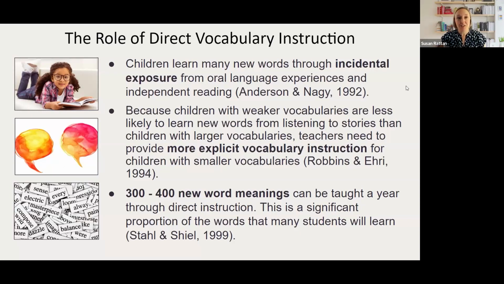But also, it's not just beneficial for those students. Research has found that all students learn more words and words to a greater degree when they are taught directly rather than when they're learning them on their own. And so it really benefits all students. And one study found that 300 to 400 new word meanings can be taught in a year through direct instruction. So this is a significant proportion of words that many of our students will learn in that time.